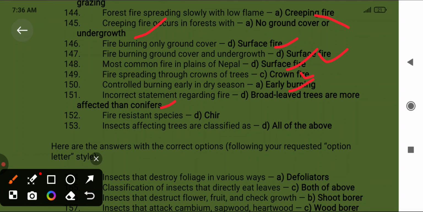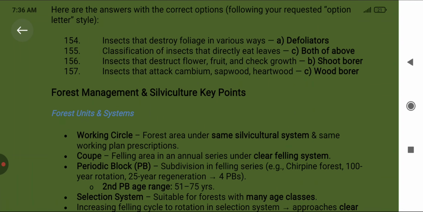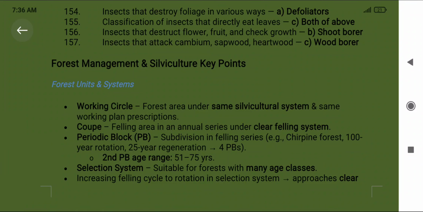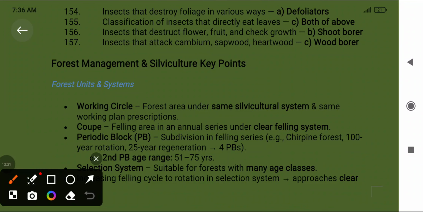Fire resistant species, okay, chir. Insects affecting trees are classified as all of the above. And insects that destroy foliage in various ways: defoliation. Classification of insects that directly eat leaves: both A and B. And insects that destroy flower, fruit and shoot: shoot borer. And insects that attack cambium, sapwood and heartwood: wood borer.